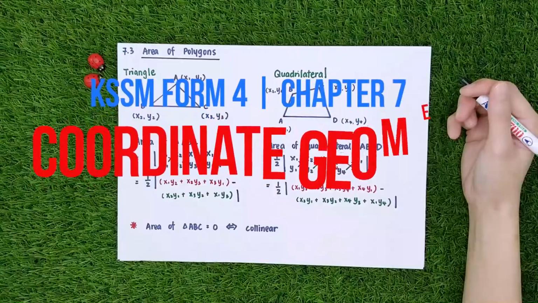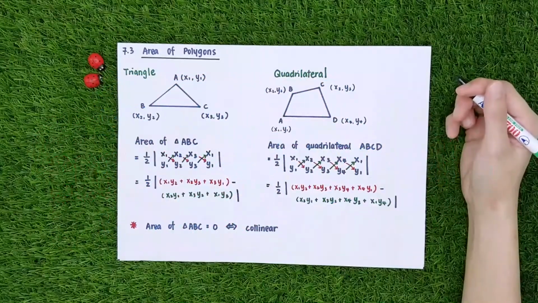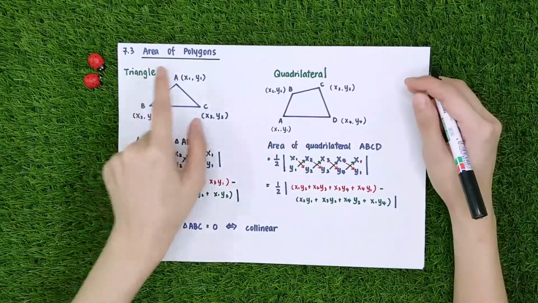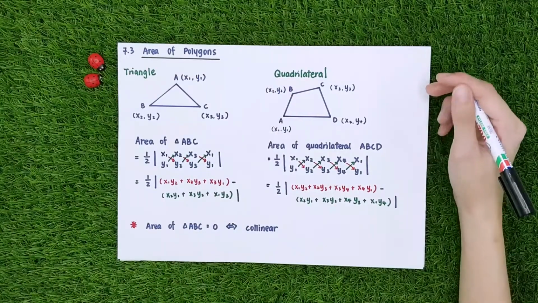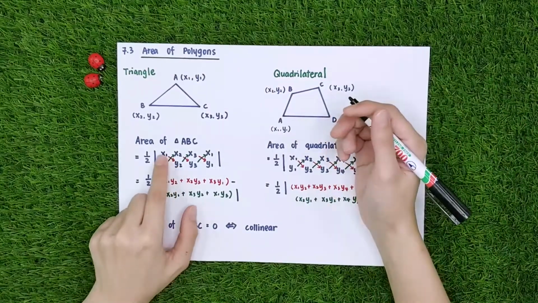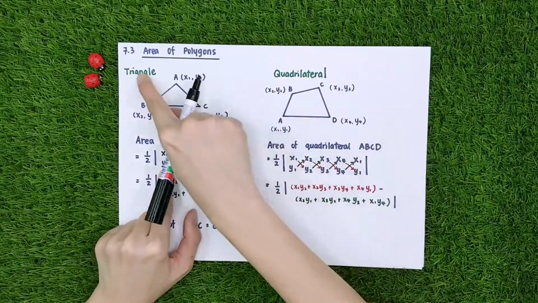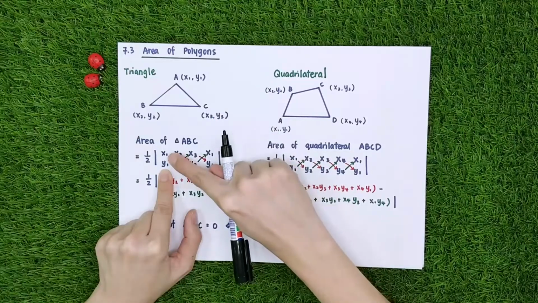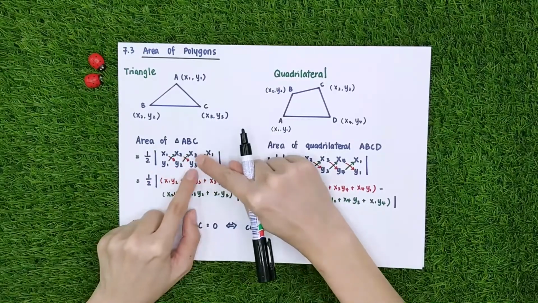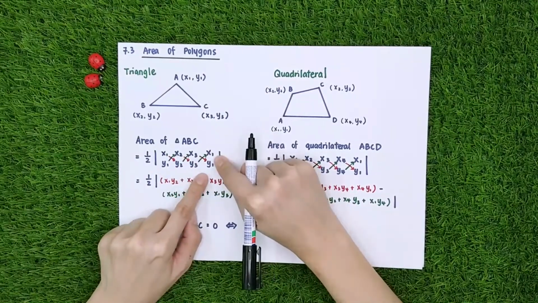Polygons. For this subtopic, you just need to know how to find the area, okay? So there are a triangle and how to find the area of the quadrilateral. For the triangle, you just need to list out all the points, okay? You got a triangle, so 3 points, right? Point A, point B, and point C. So you list out point A, point B, point C, and point A again, okay?